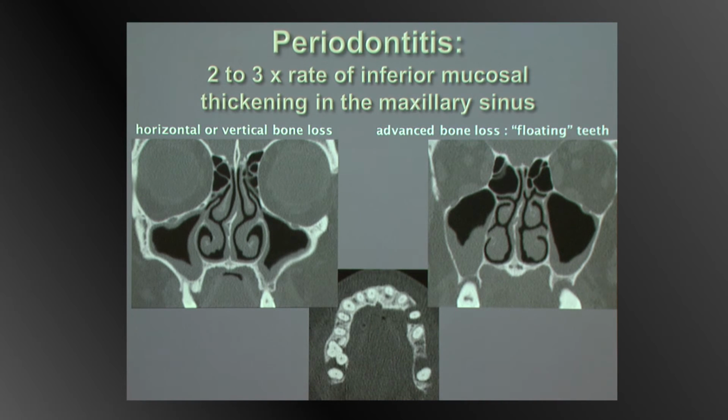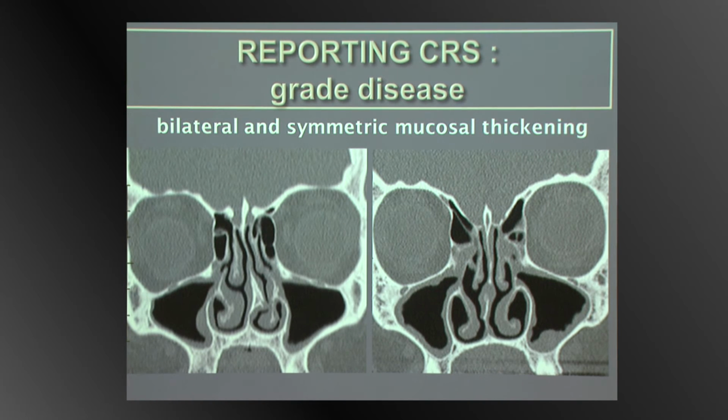Periodontitis, we said, is bad news, both for your general health and the state of your dentition, and for mucosal thickening in your sinuses. So inferior mucosal thickening, think dental as well: symmetric, periodontal rather than periapical. When you report it, grade it as bilateral.